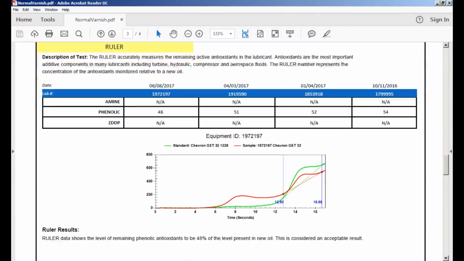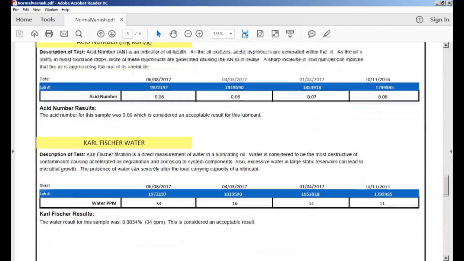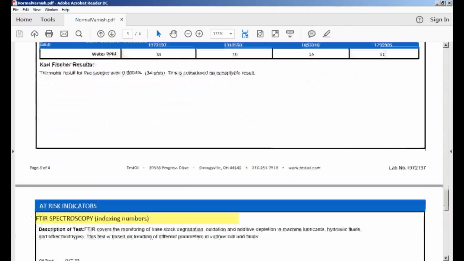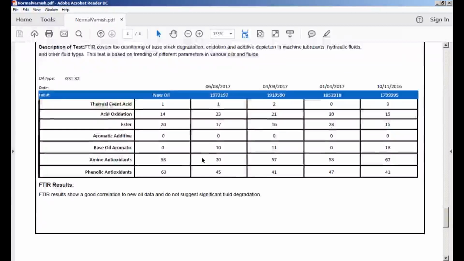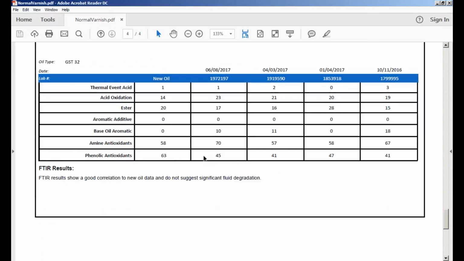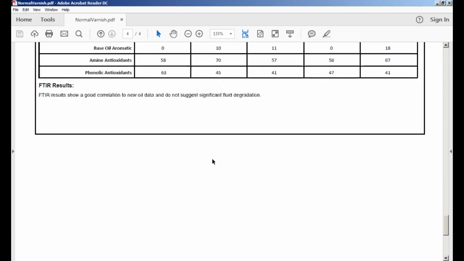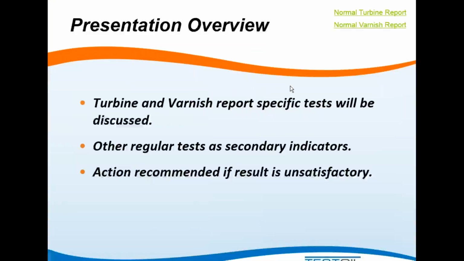And then ruler, which gives us an indication of how much is in the way of antioxidants remaining in our oil. And then our regular tests like acid number, Karl Fischer water. We want to include these on the varnish report because a lot of times it helps us interpret and make recommendations on what you should do. You could have a situation where the degradation of the fluid is causing deposits to be formed inside the system, or it could be something else. We need this additional information in order to make those added recommendations.